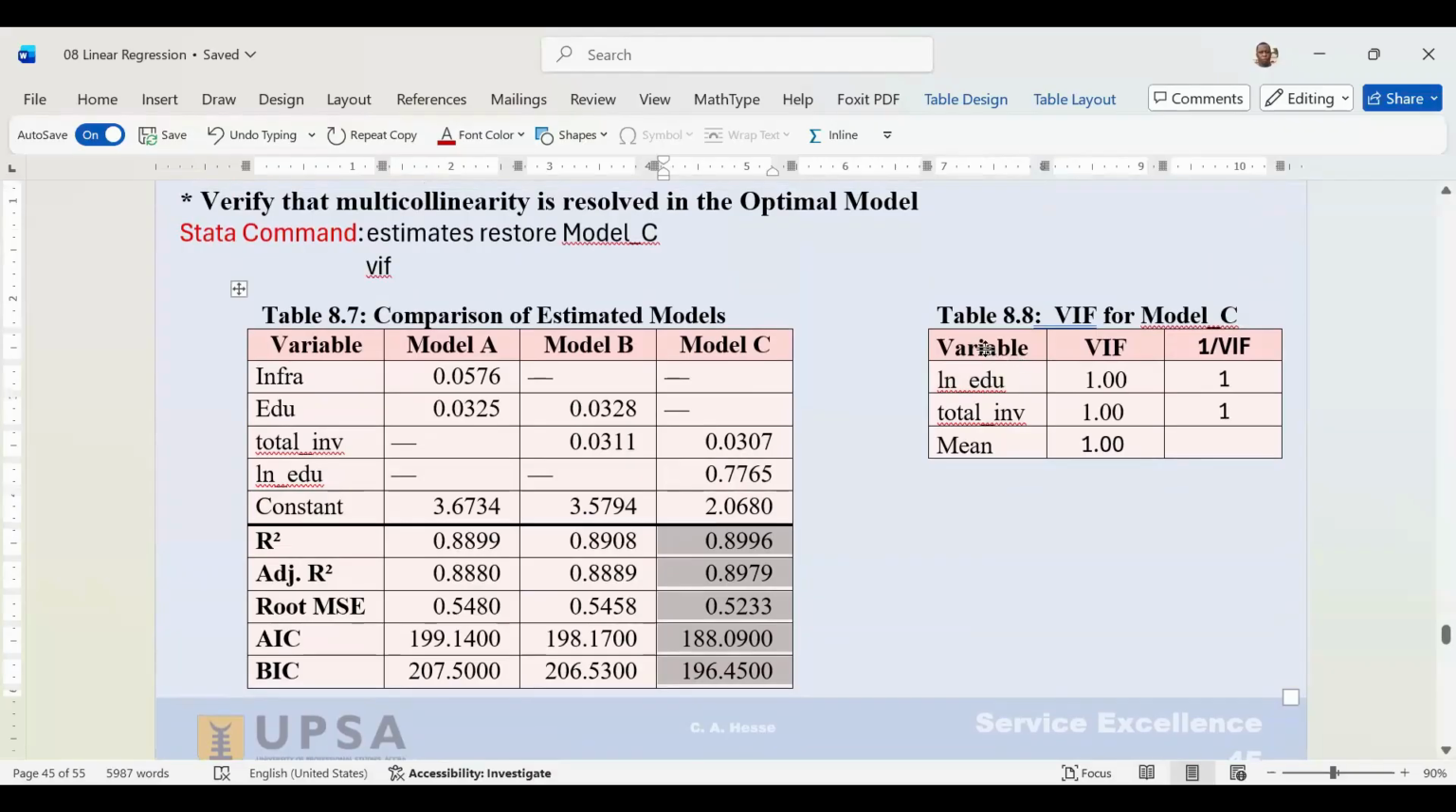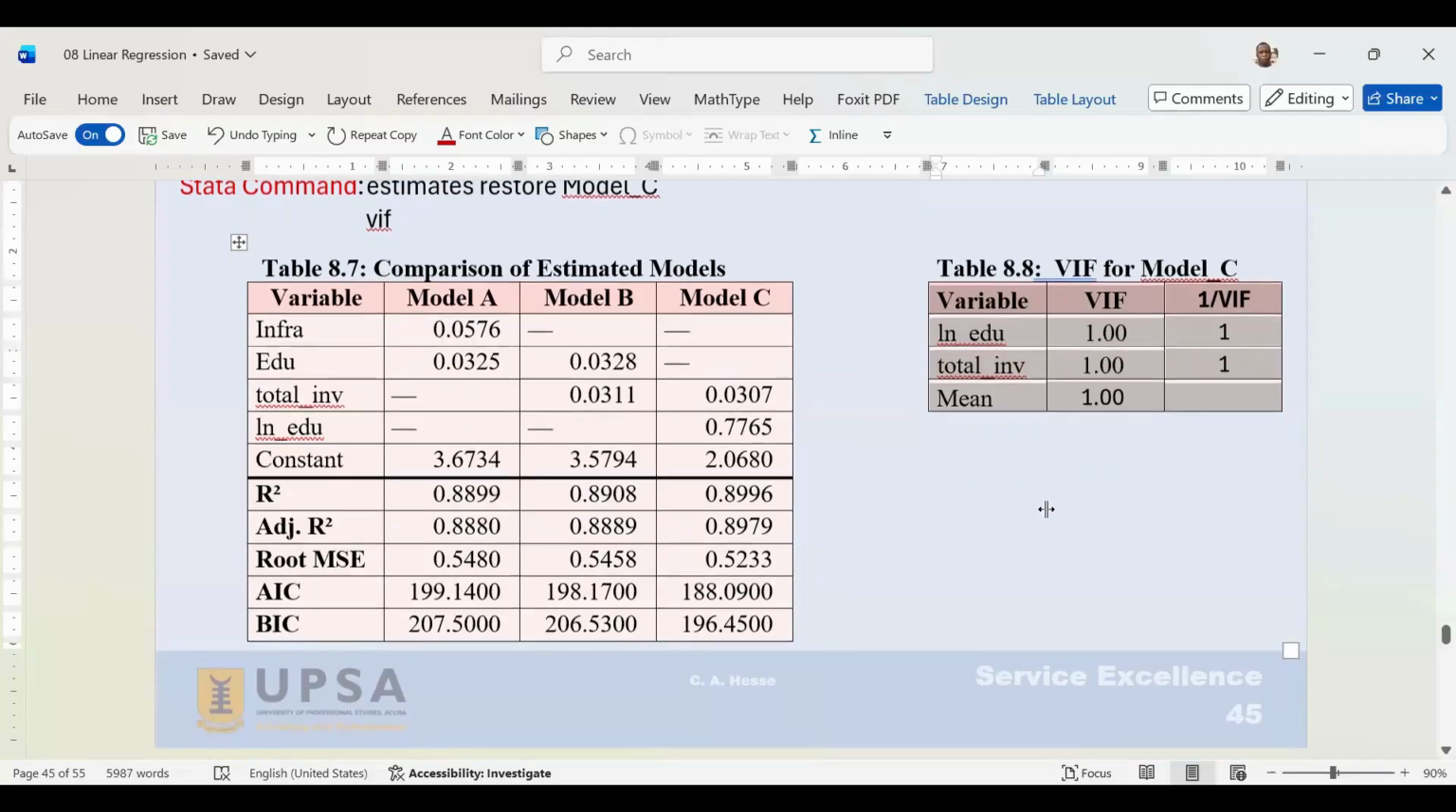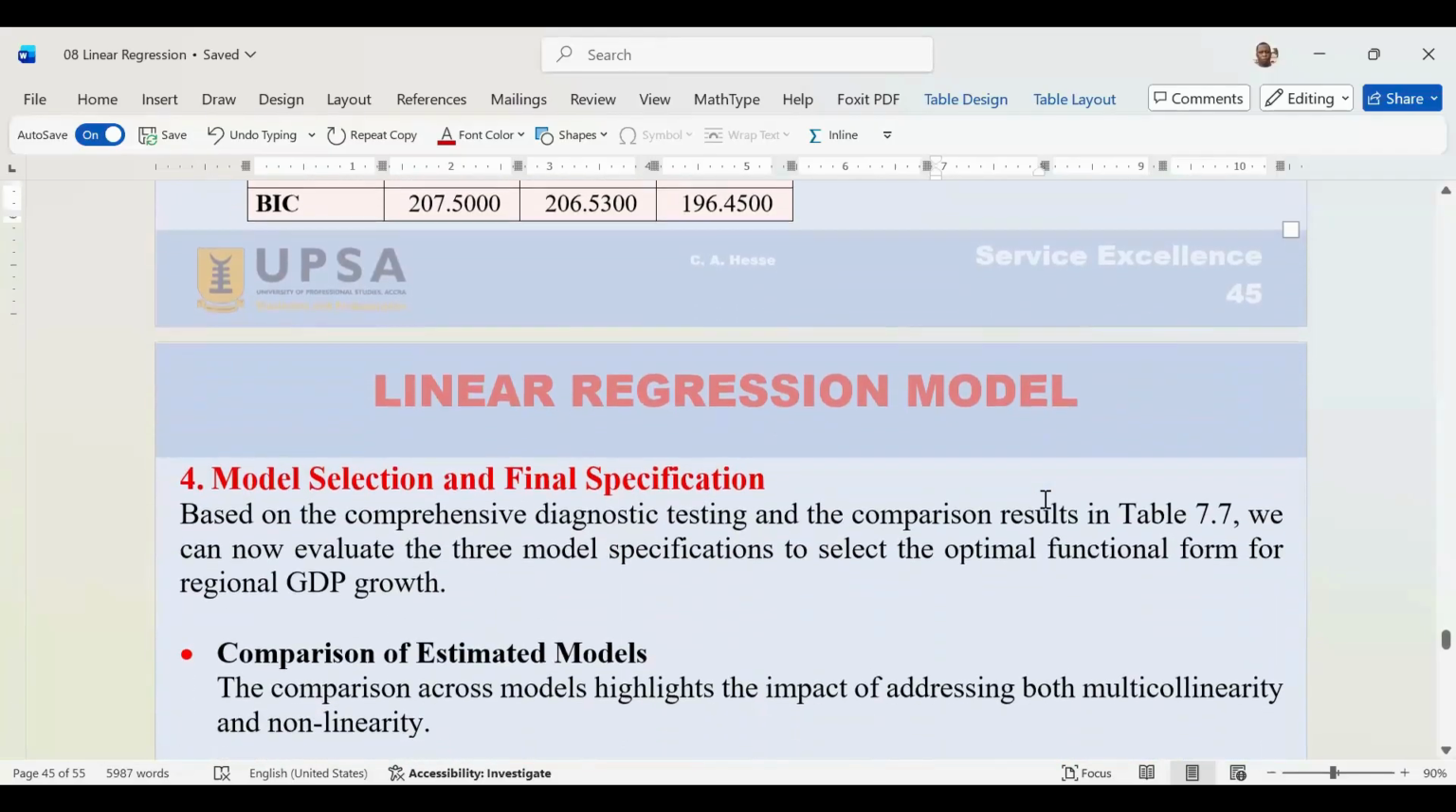And look at the variance inflation factors for them. They are almost one, which is very good. I told you when it's less than 5, it means the variables are not inflated, and the estimates are very good. They are not inflated. Are you with me?